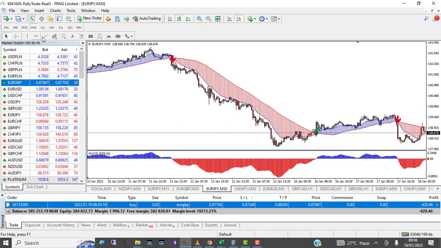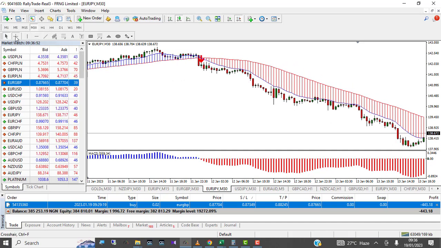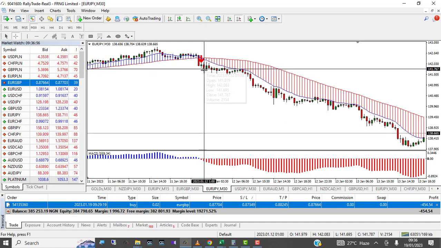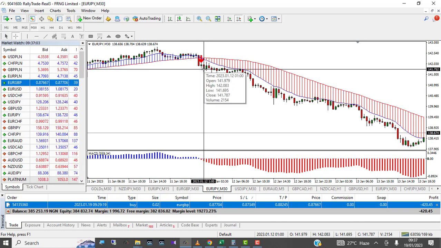So you want to look out for a bearish candlestick. So let me zoom into the area. The first bearish candlestick you sight serves as your confirmation. As you can see, this red candlestick here serves as our confirmation, right? So once you sight it, it's already confirmed that the price is going down.